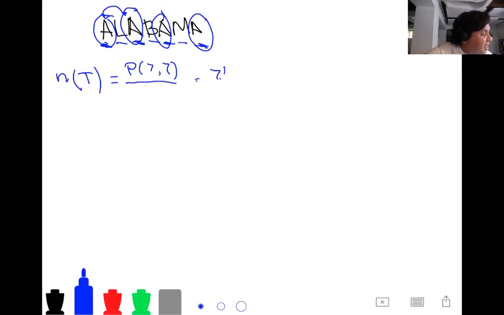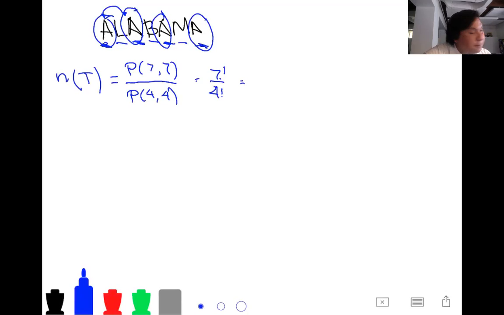So we actually need to remove those arrangements wherein only the A's are arranged within themselves. So we need to divide this by the number of ways we can arrange 4 A's out of 4 A's. So P of 7 taken 7 divided by P of 4 taken 4, which is simply 7 factorial divided by 4 factorial.